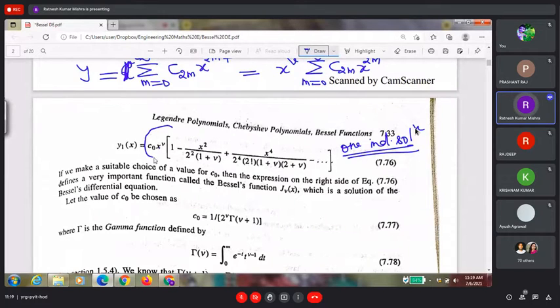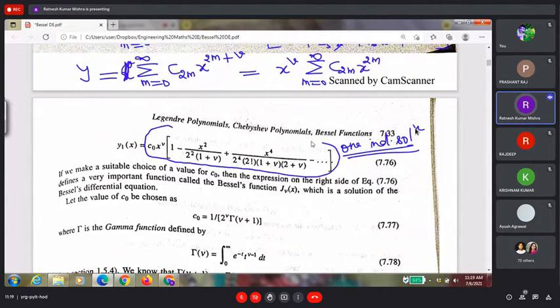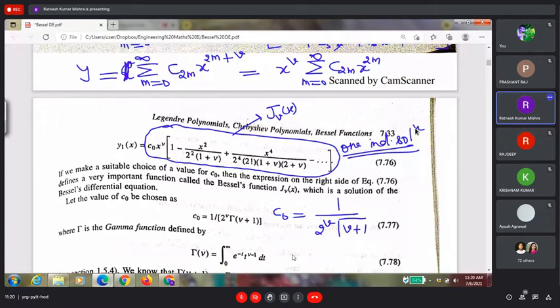Actually, this is called the Bessel function, and this is a very important function. We know that this is the independent solution, so it must satisfy the given differential equation. In this Bessel function, we substitute C naught as 1 by 2 power v gamma v plus 1. So now substitute C naught equal to 1 by 2 power v gamma v plus 1.